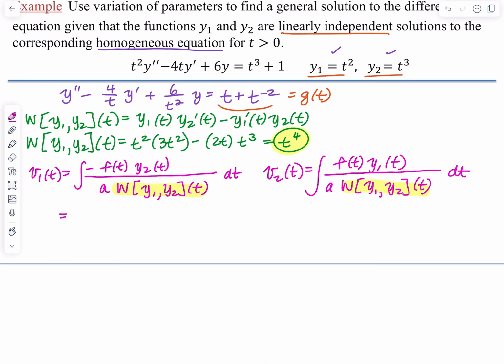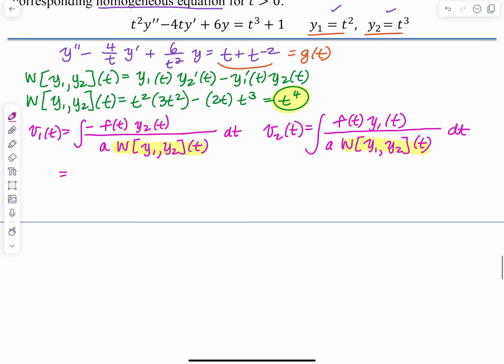So let's go ahead and plug what we have in. So we have the opposite. And remember, we're going to put our g of t here. So really, in this case, this is going to be g of t.